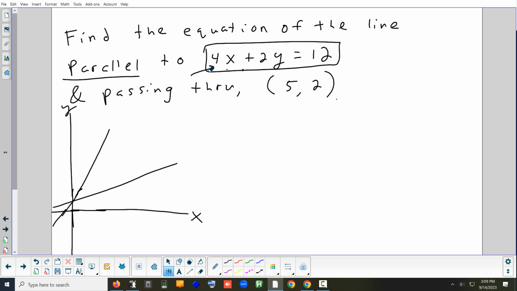So if you wanted to put this in y equals mx plus b, what would you have to do? Subtract the 4x and divide it all by 2. Yeah, subtract the 4x and divide it all by 2. So if you subtracted the 4x, you'd have negative 4x. And then if you divide that by 2, you get?